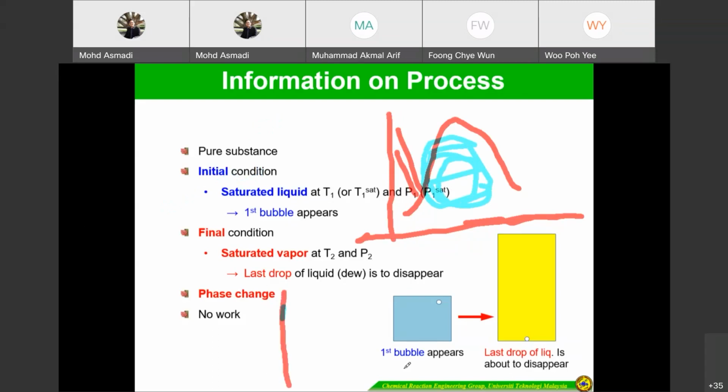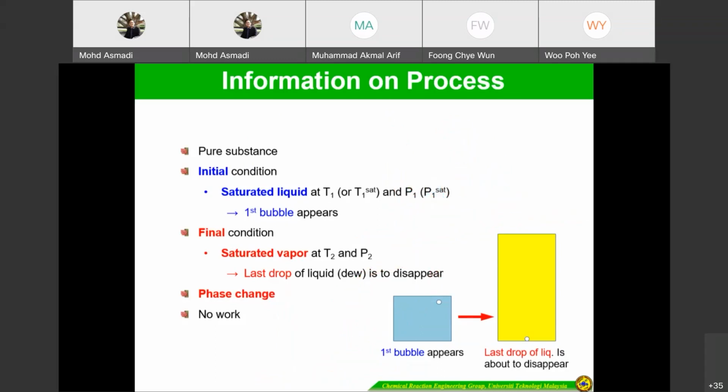In the PT diagram, this one is the critical point, and this one is on the line. Saturated liquid is when the first bubble appears, meaning it is almost 100% liquid, we can consider it 99%. The final condition is saturated vapor, when the last drop disappears. Almost all the liquid has become vapor, and only the last drop we call saturated vapor.